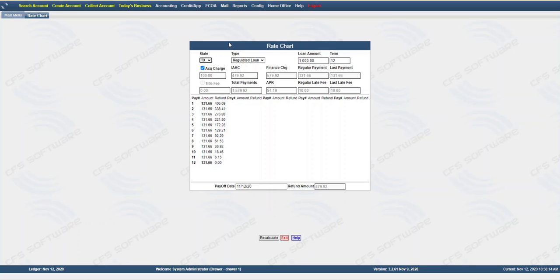Rate chart allows you to put in what would essentially be loan amount and terms based on the state you're in. For instance, this is Texas and loan type, regulated loan, 342. So if you put in your loan amount, say $1,200, and then a term of 12 months. And let's go ahead and click on recalculate at the bottom.